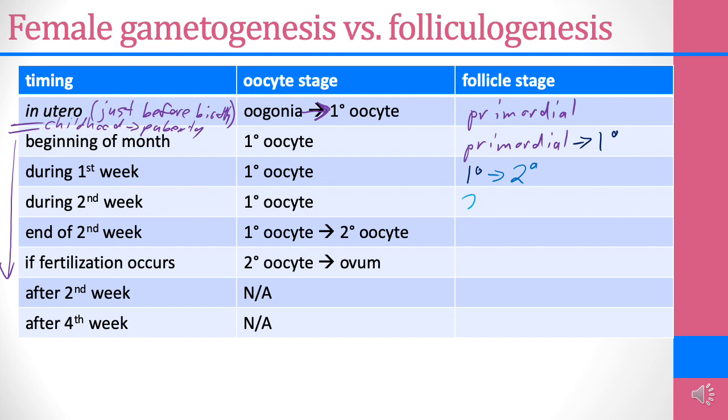During the second week, the secondary follicle develops to become a tertiary or mature follicle. And at the end of the second week, the mature follicle ruptures. Okay, which is where the secondary oocyte is then ovulated.